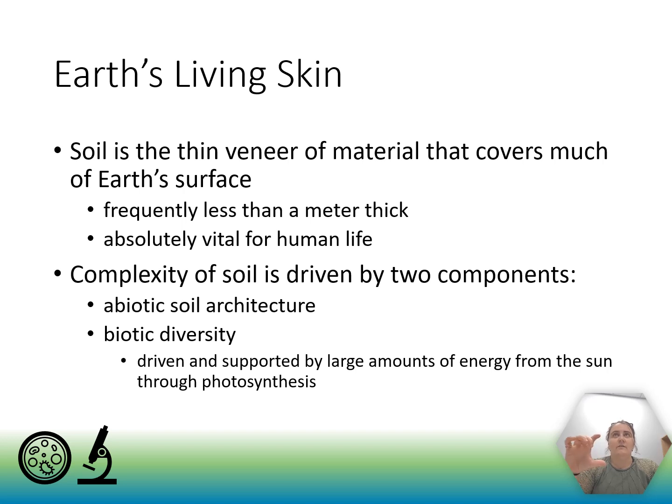A lot of the biotic diversity that we see in soils is driven actually by a large amount of energy from the sun and photosynthesis. We have a lot of organisms that sit right at the top layer of soils that have the ability to do photosynthesis. But as we go down through the layers, we're going to see metabolism change, mostly moving to chemoheterotrophic. So two components when we talk about complexity of soil: we have abiotic, which is the non-living, and the biotic, which is going to be our microorganisms.